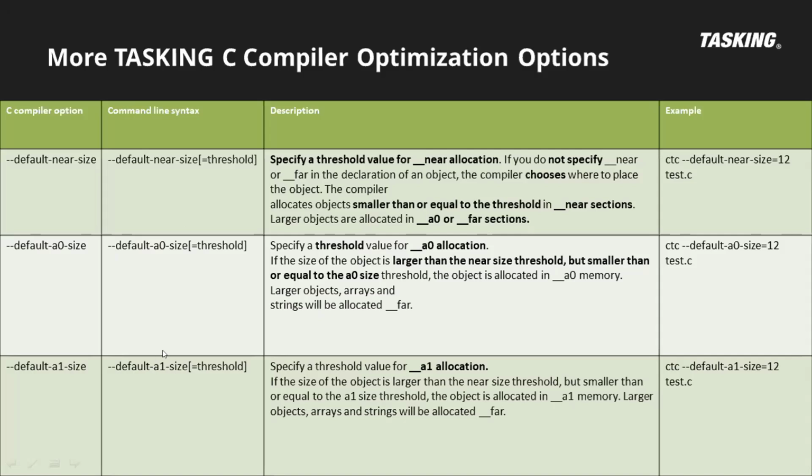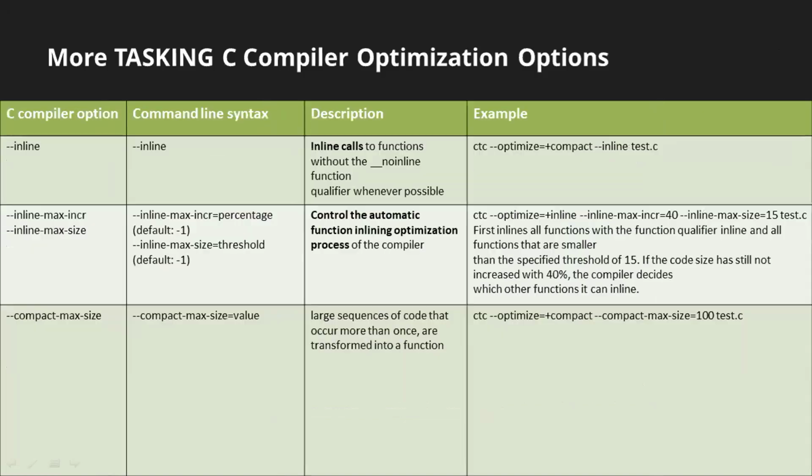It's similar to this compiler option here with the A1 size threshold. Here I'm assigning a certain threshold to A1-based access memory, and as long as the data doesn't exceed this threshold, it will be saved inside this A1 memory. And if the data object is bigger than this threshold, it will be allocated inside the far memory. So here you have really full control over which data will be assigned to which memory segment, whether it's near, A0, or A1.